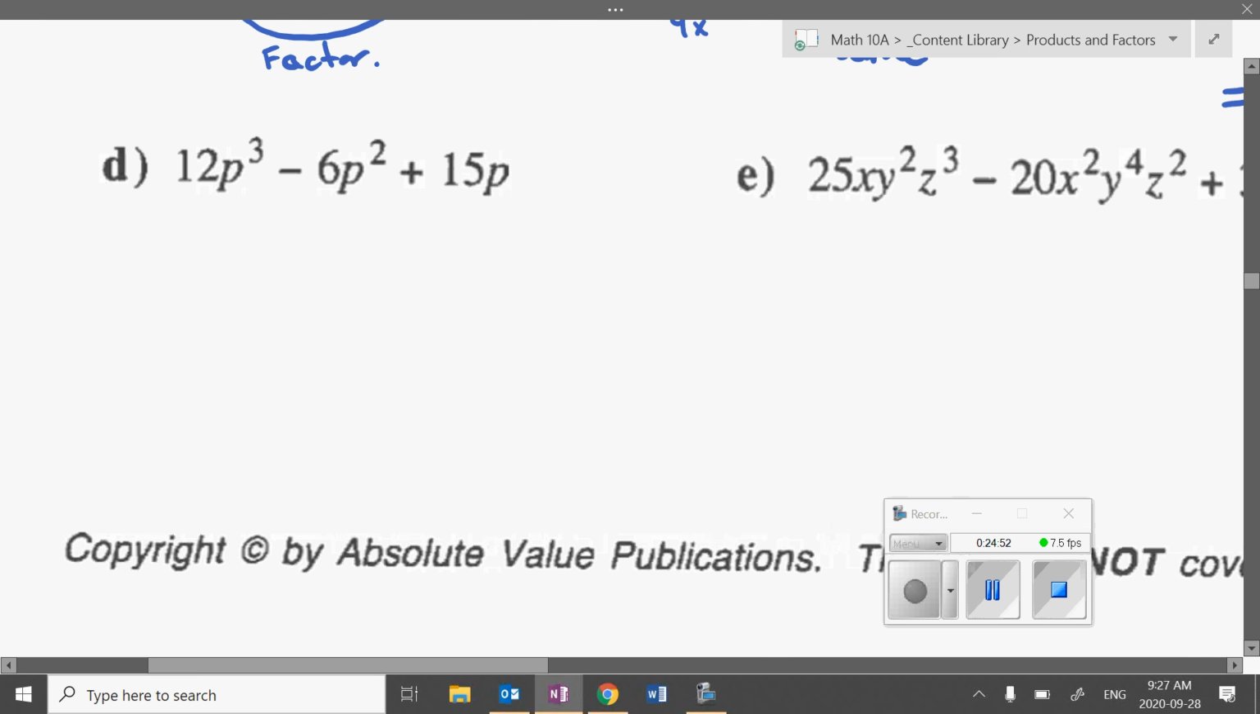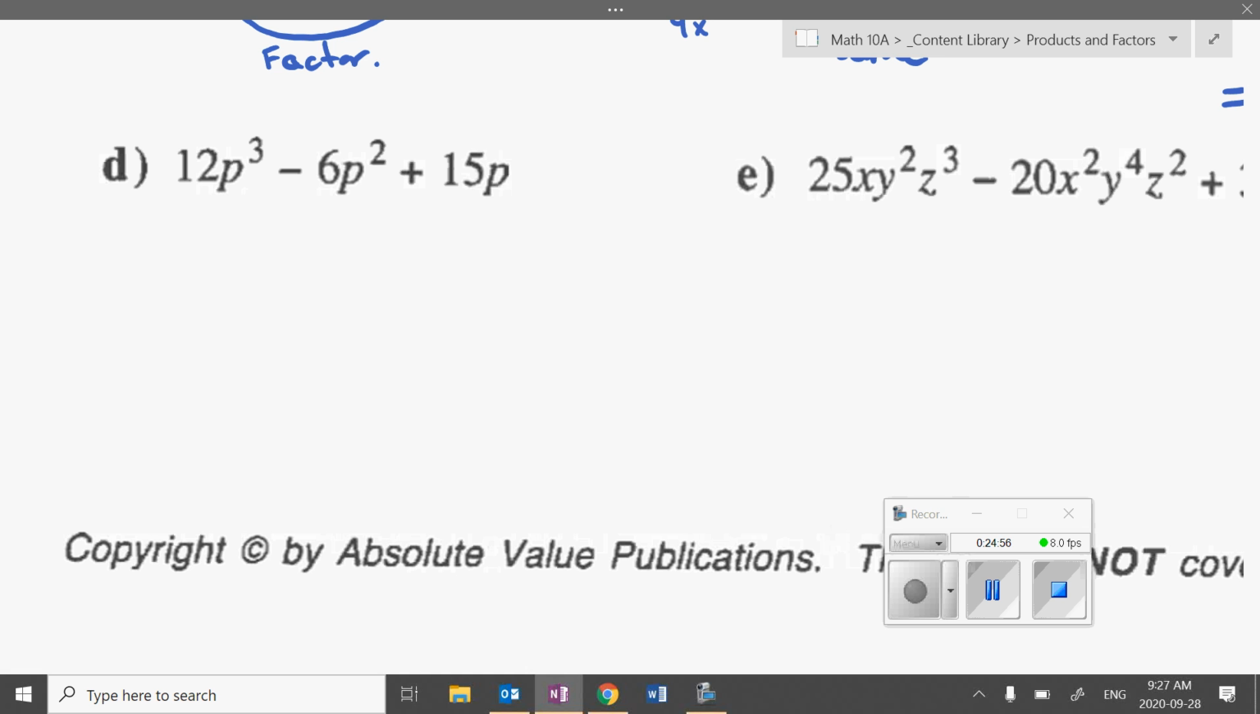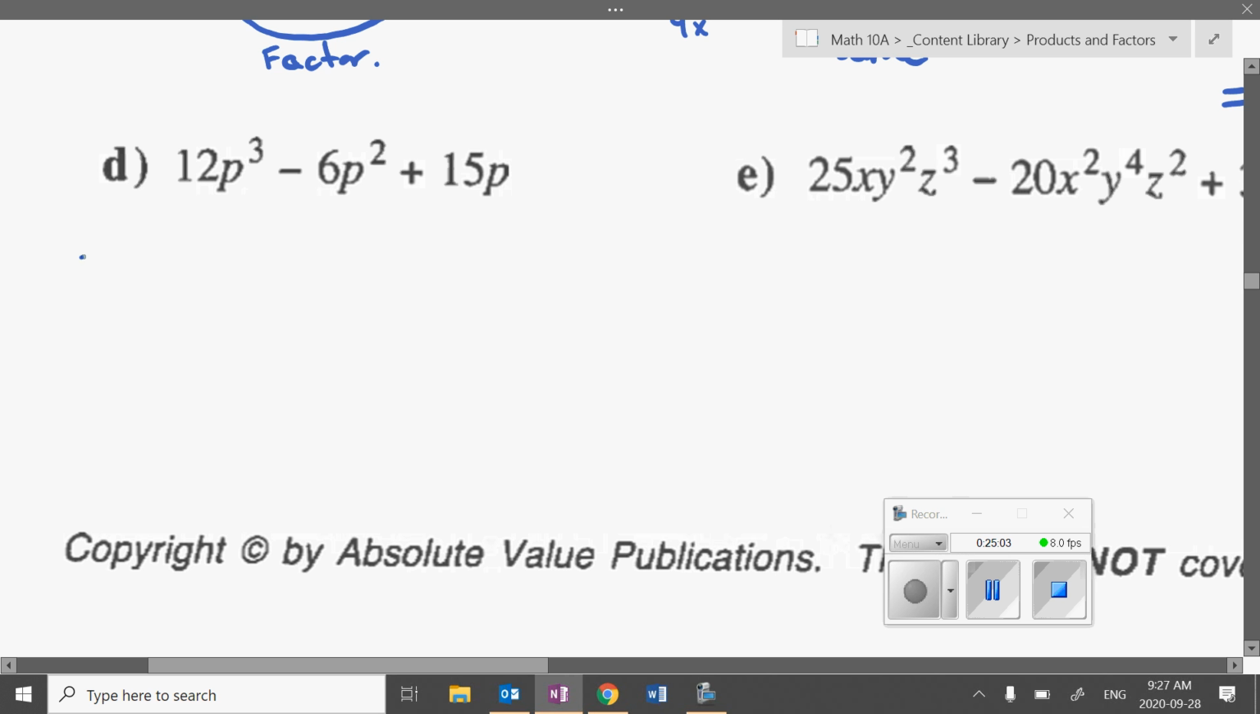D: 12, 6, and 15. What's the biggest number? 3. Good. How many p's are common in each one? 1. Good. So my GCF here is going to be 3p.